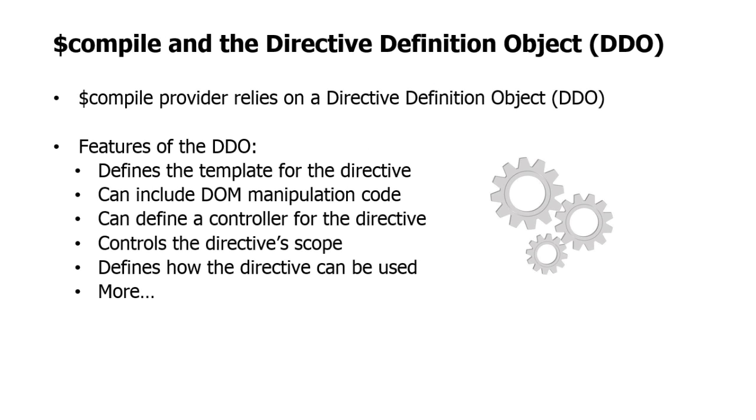Now, when it comes to this DDO, Directive Definition Object, here's some of the key things that you can do. So the first one we've already seen in the Hello World directive is you can define a template for that directive. As mentioned, you don't have to though. You can also include DOM manipulation code, and that might involve generating new children, it might update a div, anything DOM related. You can also have controllers.